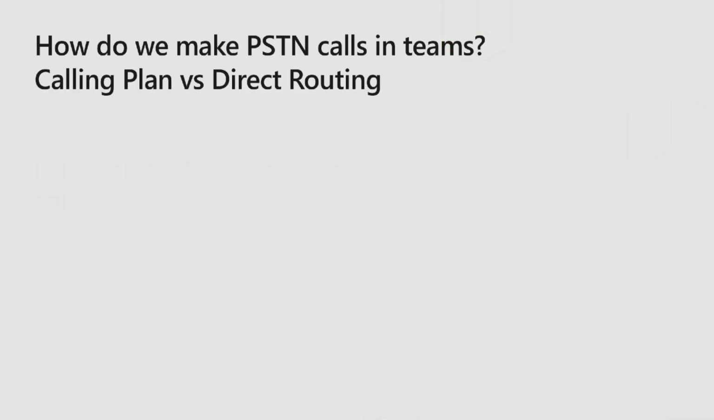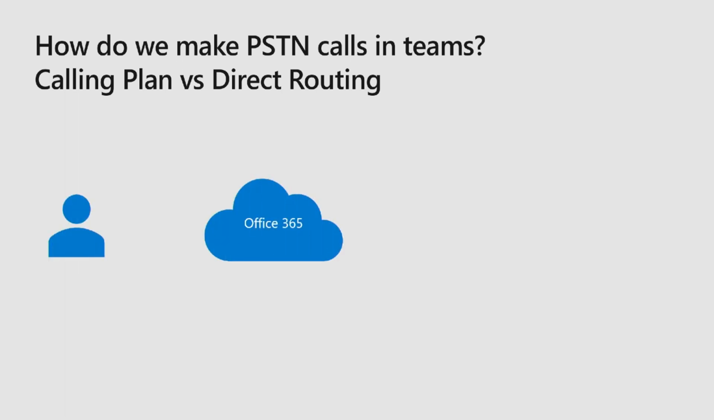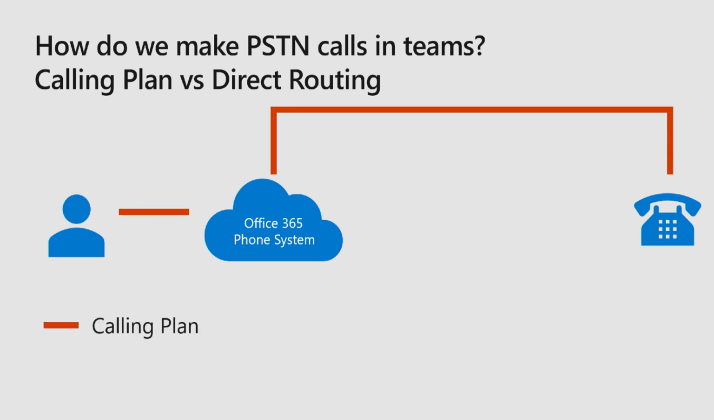So how can I call PSTN numbers? So we have users, and our users are homed in Office 365. We're wanting to make phone calls, so we're adding our phone system. There's two ways to make calls. The first is via calling plan. So calling plan is where Microsoft provide the SIP trunk. Okay, so all the calls are provided by Microsoft. Very simple to deploy. We click a couple of buttons inside the admin center.